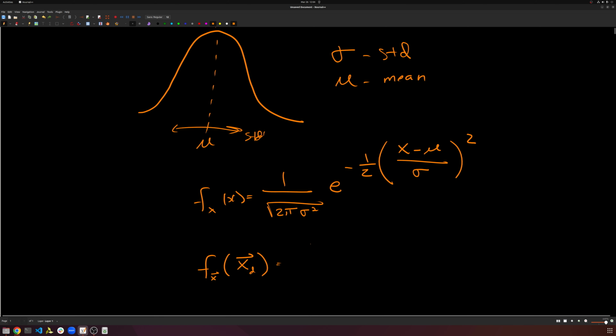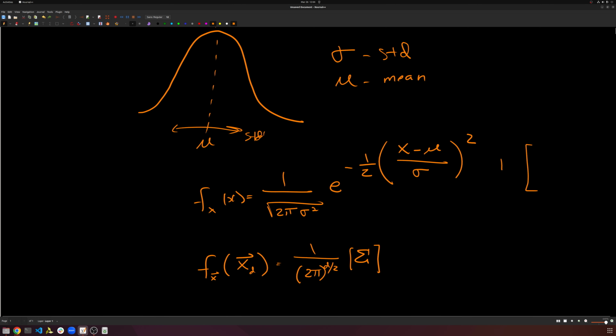Well, this will look basically like 1 over 2 pi. I believe it's going to be d over 2. Check me if I got this wrong, but I'm pretty sure that's right. We have our covariance matrix, right? So instead of just a single sigma, we'll have a covariance matrix that looks kind of like this, right?